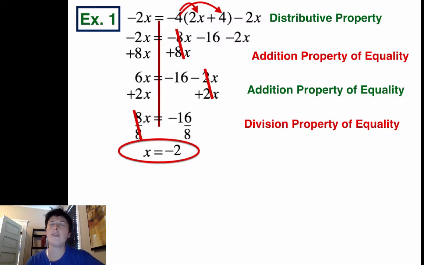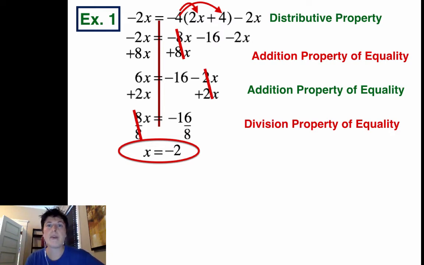A typical 7th grader is supposed to master 2 steps. An 8th grader usually can do 2 and 3 steps. But by the time you get to 9th grade algebra, you should be able to do 4 or more steps to solve an equation. So this is a great example of a 4-step problem.